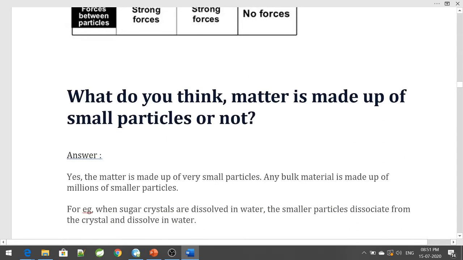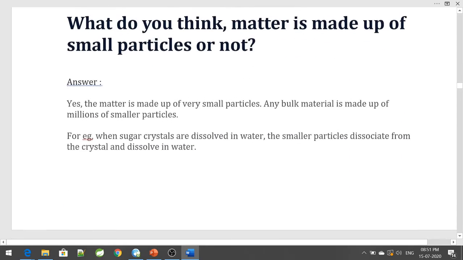What do you think, is matter made up of small particles or not? Yes, matter is made up of very small particles. Any bulk material is made up of millions of smaller particles. Example, sugar crystals dissolved in water. The smaller particles dissociate from the crystal and dissolve in water.